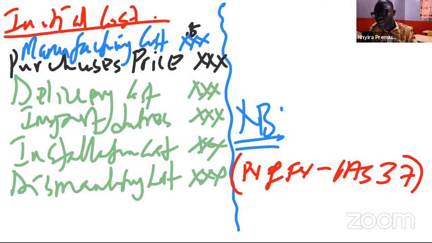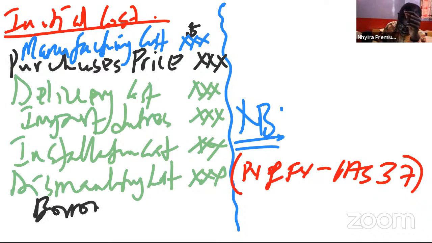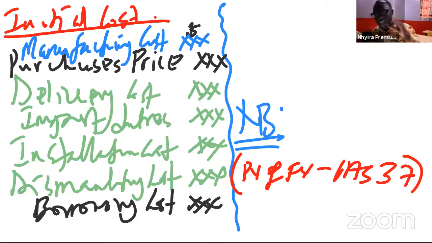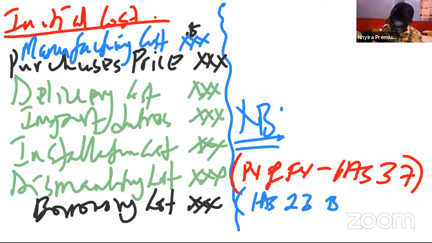Then sometimes maybe we borrowed money. So the capitalized interest, borrowing cost, would have to be included in the initial cost of the asset. Please note, this borrowing cost that has to be included in the initial cost of the asset should be accounted for in accordance with IAS 23, borrowing cost.